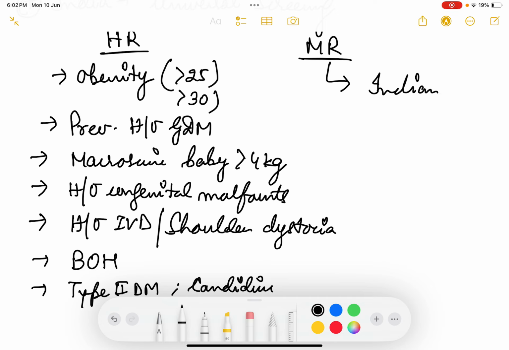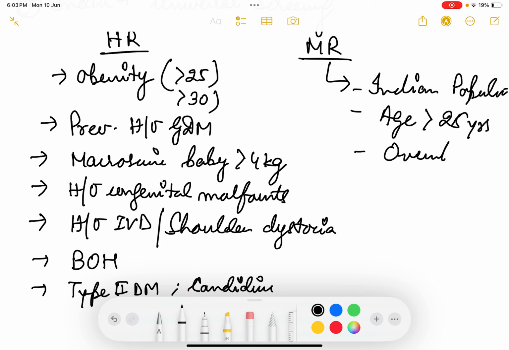The moderate risk factors include the Indian population. All Indians are having moderate risk, so they should be screened for diabetes in pregnancy. Age more than 25 years is a moderate risk factor. Then overweight before pregnancy, or that is obesity before pregnancy. Overweight before pregnancy and obesity during pregnancy is a high risk factor.